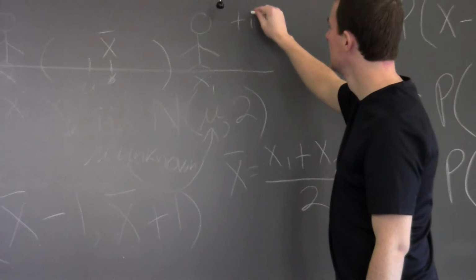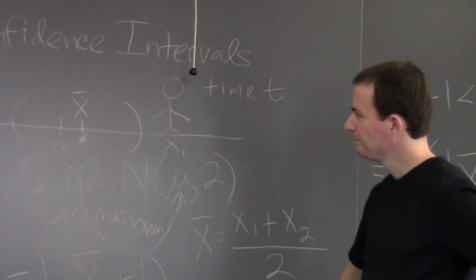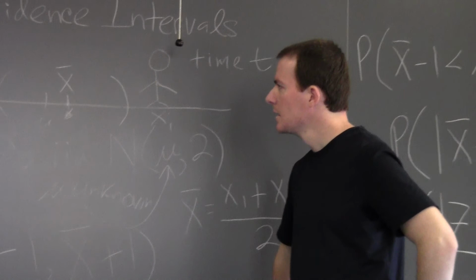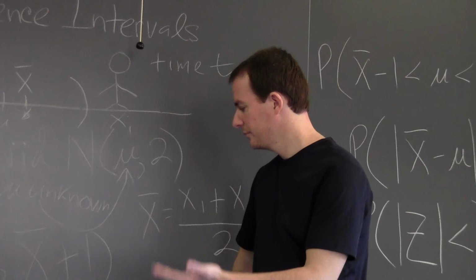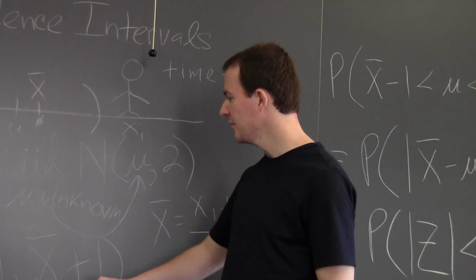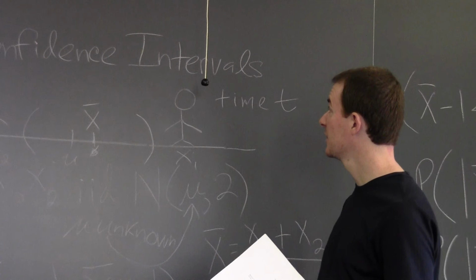Now, in the next lesson, we're going to actually have numbers, and we're going to come up with actual intervals. And then we will talk about the difference between the realization of the interval and the random interval itself. It's kind of misleading what the confidence interval actually brings. But that concludes our lesson for today.